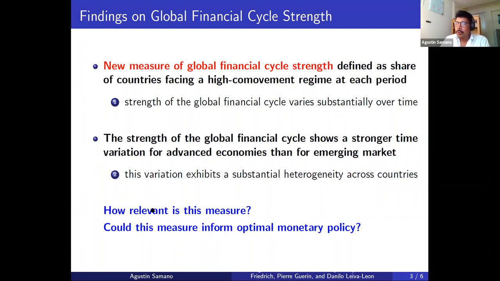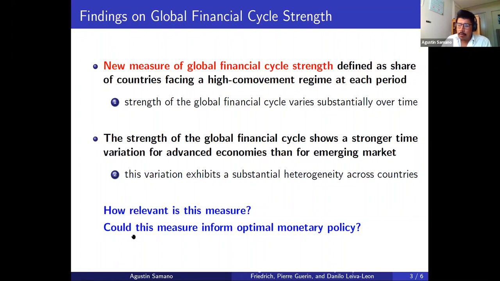So, two questions that I have about this. The first one would be, to try to understand how relevant this measure is and what the implications are. This is something that I didn't get from the paper. Maybe it's just because I don't really understand the literature, but if not, maybe it would be a good idea to elaborate a little bit more on why this is important.